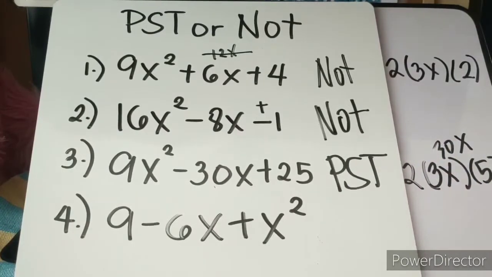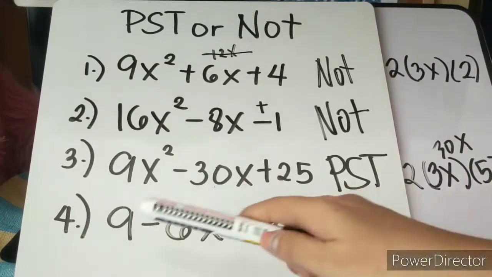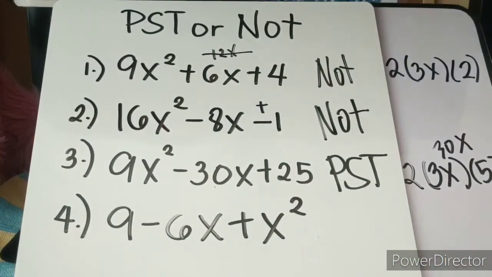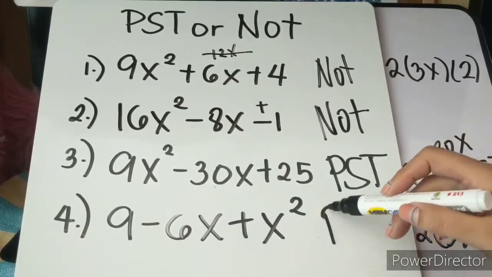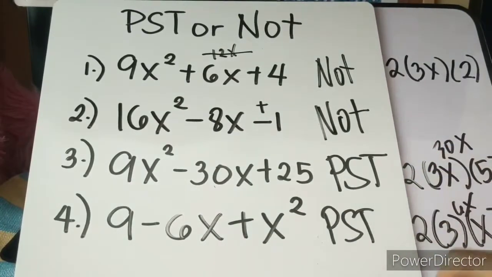And then, let's proceed to number 4. Last is, ito po, perfect square, kasi 3 times 3. Ito din, perfect square, x times x. Let's see kung makukuha natin siya. Kung twice ba siya ng square root ng first term and square root ng third term natin. So, 2 times 3 is 6 times x is 6x. So, 6x. So, we could say this is a PST.